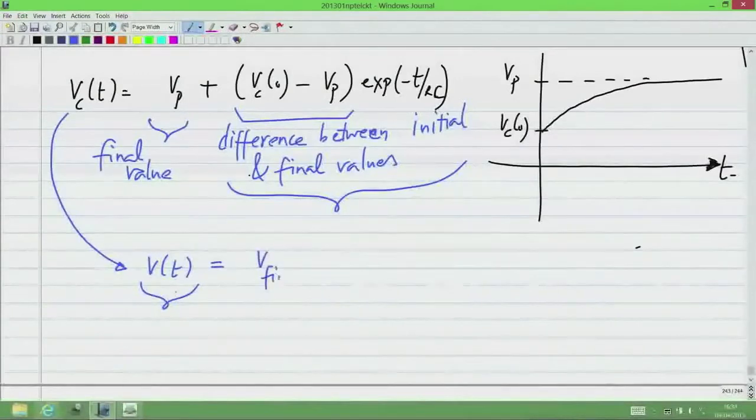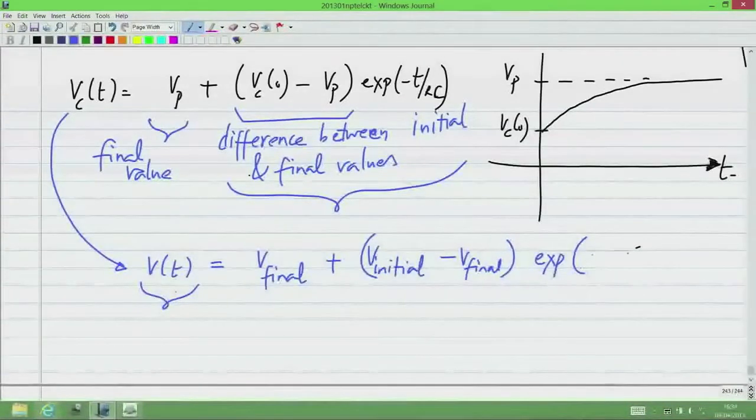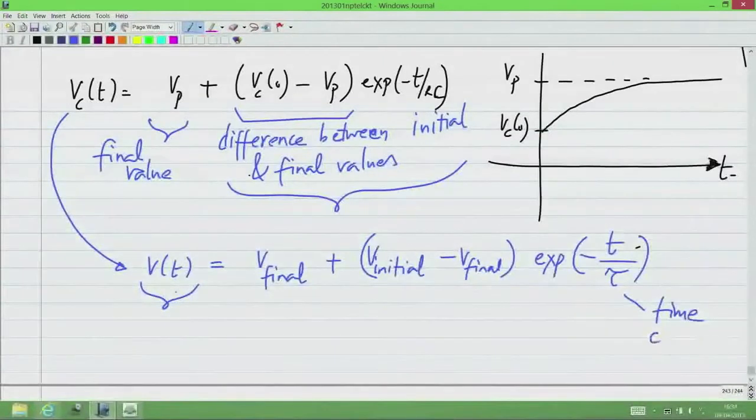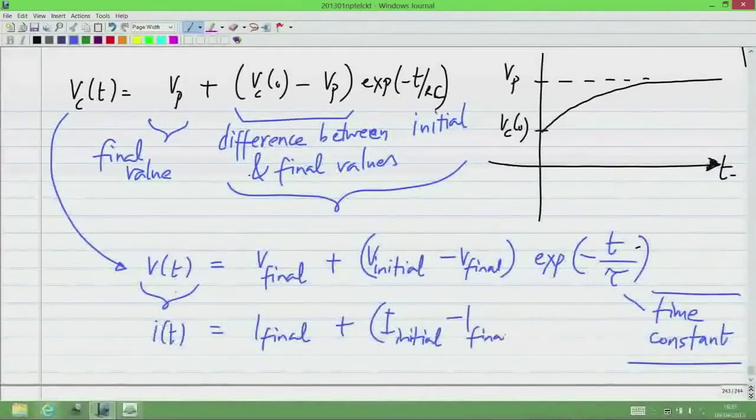So this is V final plus V initial minus V final times exponential. It is minus t by RC, but to make it more general, I will write minus t by tau, where tau is the time constant. So this is the general form, and like I said, exactly the same holds for a current as well. I final plus I initial minus I final exponential minus t by tau. So I hope this is clear.